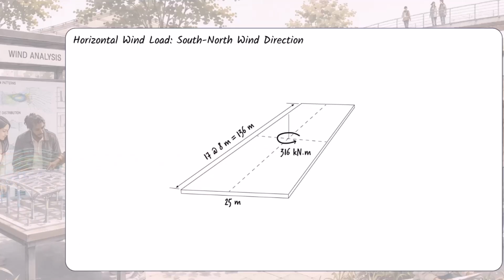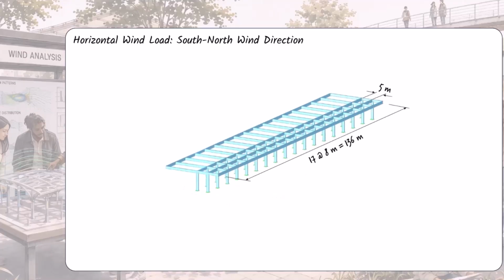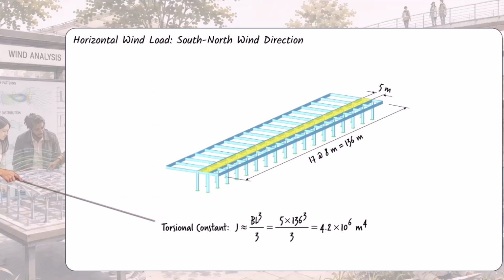Now we have to ask, does this torque significantly twist each column? By considering the canopy area enclosed by the columns as a torsional section, we find that its torsional constant is very large, meaning the overall structure resists twisting well.